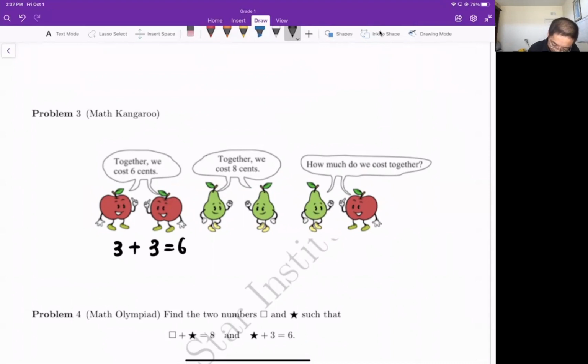And then each pear. Here it says we have 2 pears. Together, they cost 8 cents. Now we split 8 into 2, so that's 4 plus 4, right? So each of them costs 4, so it's 4 plus 4 equals 8. The question asks, if we combine a pear with an apple, how much do they cost together? From the previous 2 pictures, we know 1 pear costs 4 cents and 1 apple costs 3 cents. Together, 3 plus 4 is 7 cents. So the answer is 7 cents.